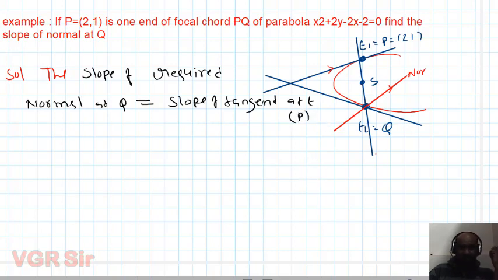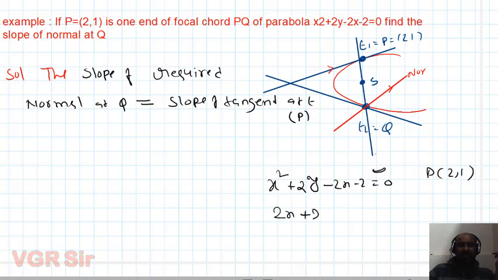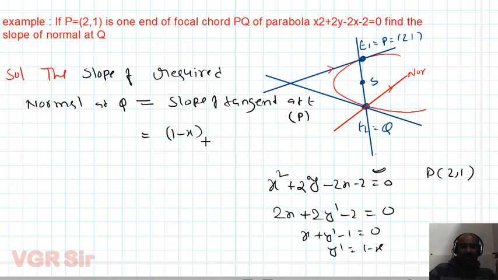So the given curve is x square plus 2y minus 2x minus 2 equal to 0. For this curve at the point P (2, 1), I want to find the slope. By using differentiation, I can find 2x plus 2y dash minus 2 equal to 0, or x plus y dash minus 1 equal to 0, or y dash equal to 1 minus x. That is nothing but 1 minus x at the point (2, 1), that is 1 minus 2, that is minus 1. Therefore, the slope of the required normal at Q is nothing but minus 1.